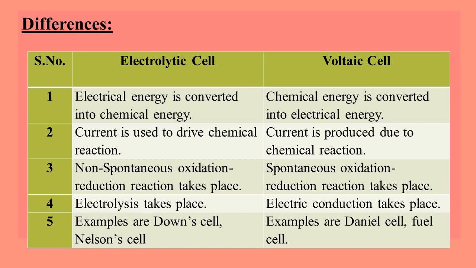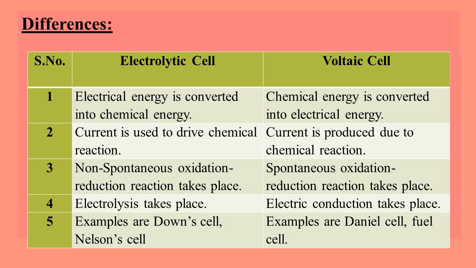Say chemical energy is converted into the electrical energy. The second difference is current is used to drive the chemical reaction, means energy is used to drive the chemical reaction. While in voltaic cell, current is produced due to the chemical reaction, means electrical energy is produced due to the chemical reaction.